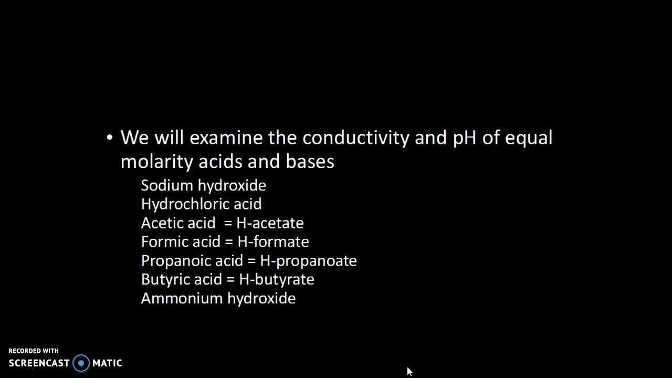That is, we make the acids and bases, in this case, with 0.1 moles of the acid or base in every liter of solution. We're going to use sodium hydroxide and hydrochloric acid. We're going to use acetic acid, which we'll call H-acetate because each acetate is attached to a hydrogen ion. Formic acid, which likewise is H-formate. Propanoic acid, which we'll call H-propanoate. And butyric acid, which we'll call H-butyrate. And then finally we will use ammonium hydroxide, which is ammonia in water.